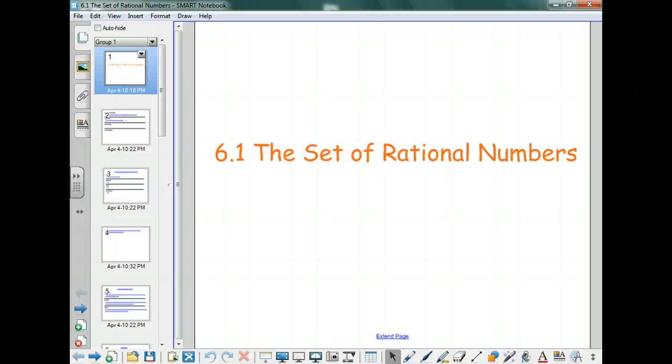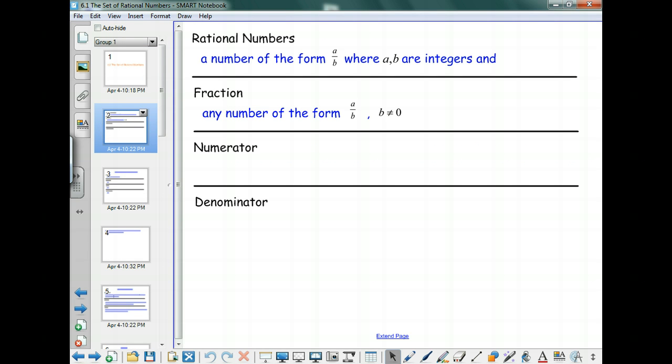All right, so today we're going to start talking about section 6.1, which is the set of rational numbers. And as we start this, the first piece of information I want to talk about is what these things are. So rational numbers are numbers of the form a over b, and the word ratio. A and b have to be integers, or be able to be changed into something that would be an integer for it to actually be in rational form.